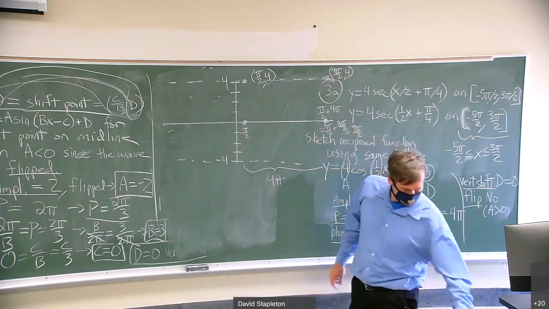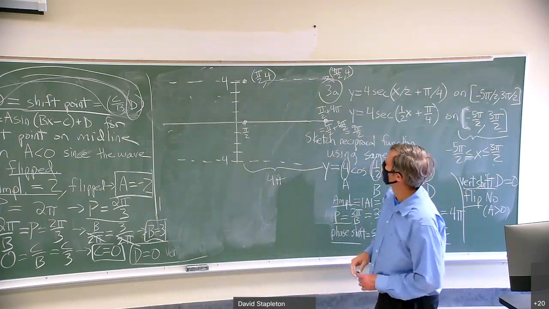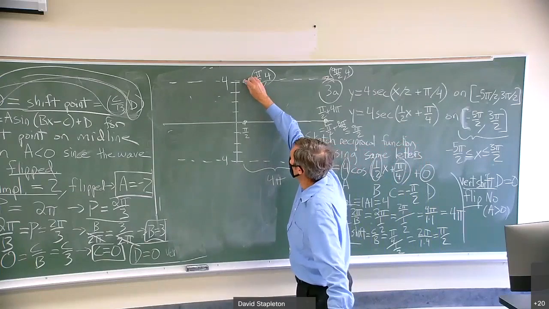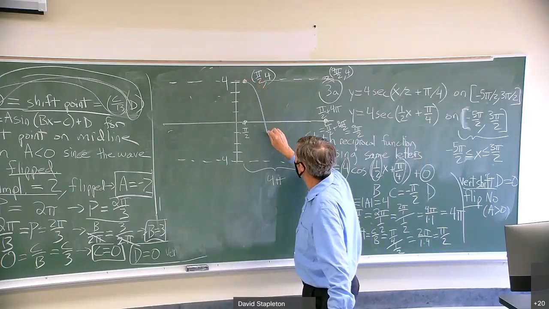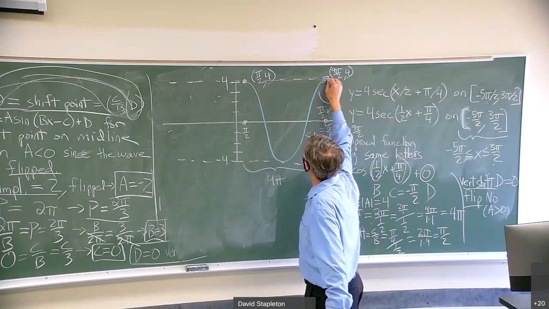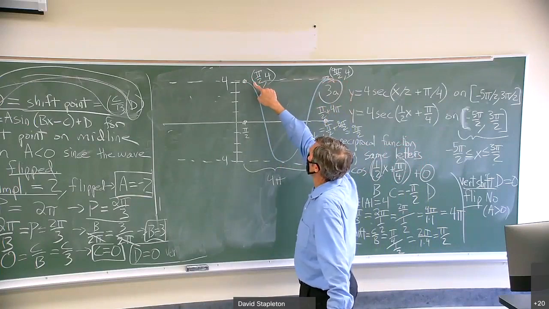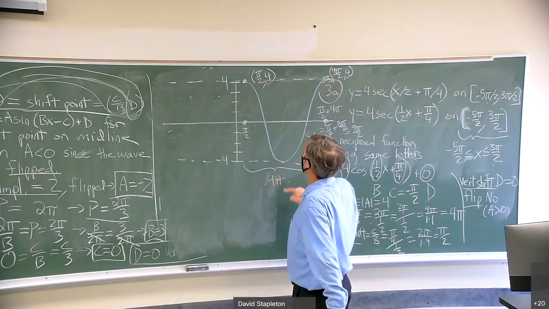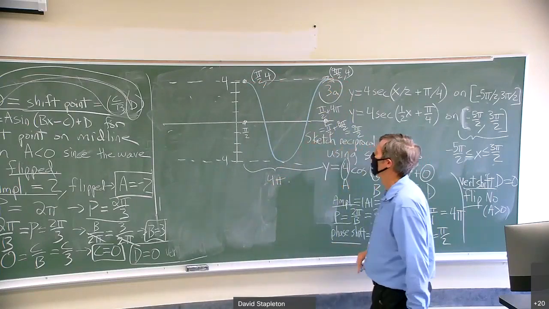Now what I need is a cosine wave. It goes all the way down to the bottom, back up to the top for one period, starting at pi over 2, 4, and finishing at 9 pi over 2, 4, 4 pi units later.